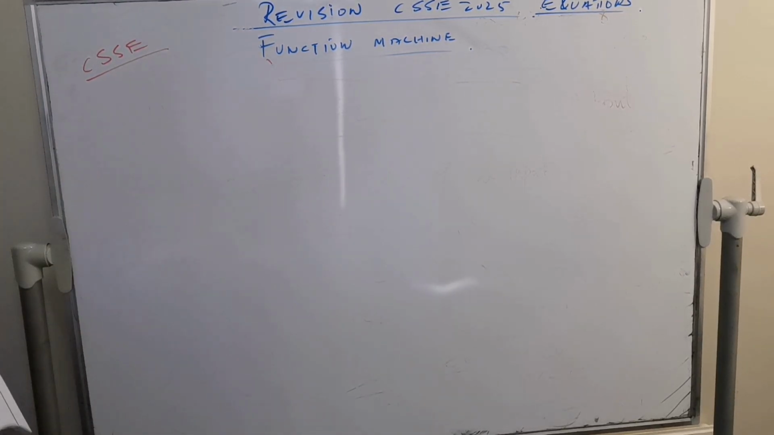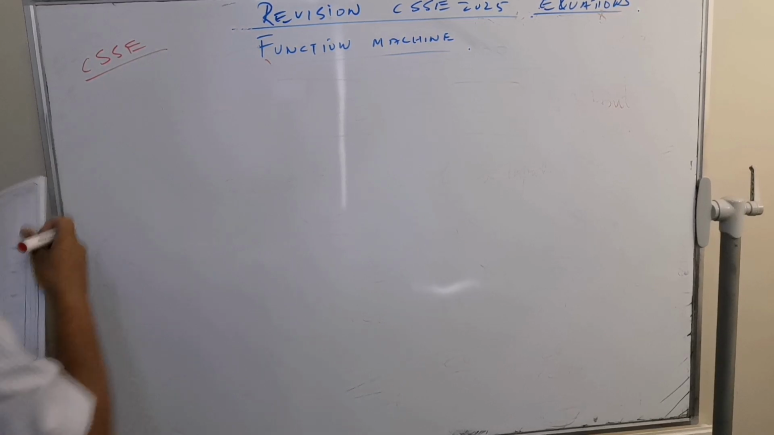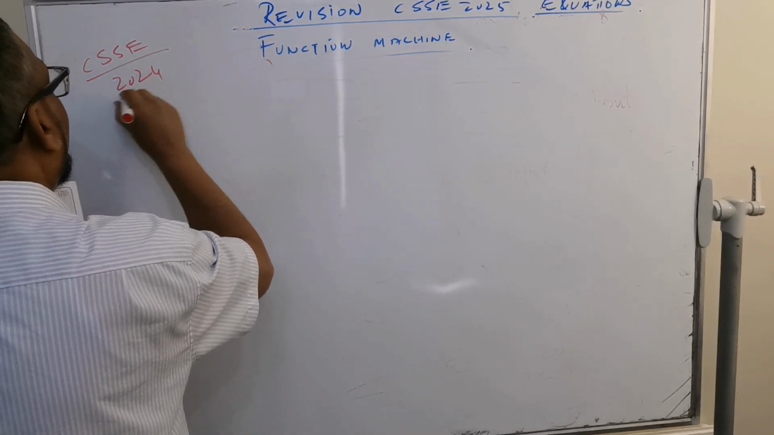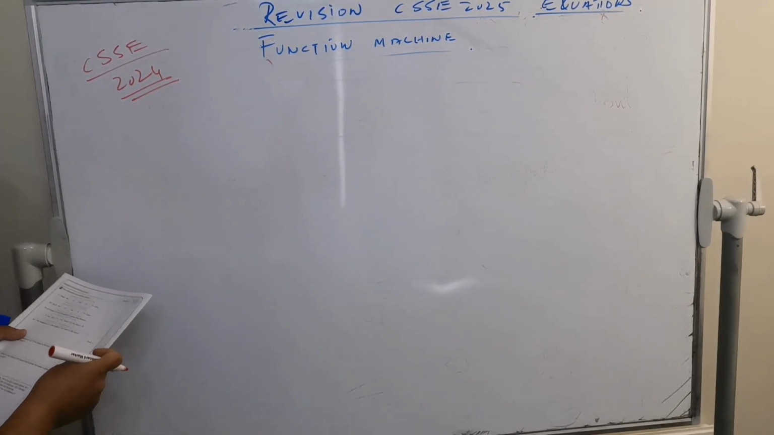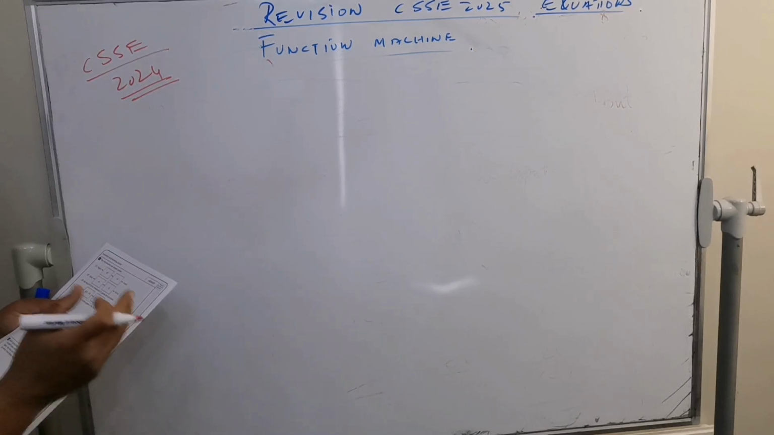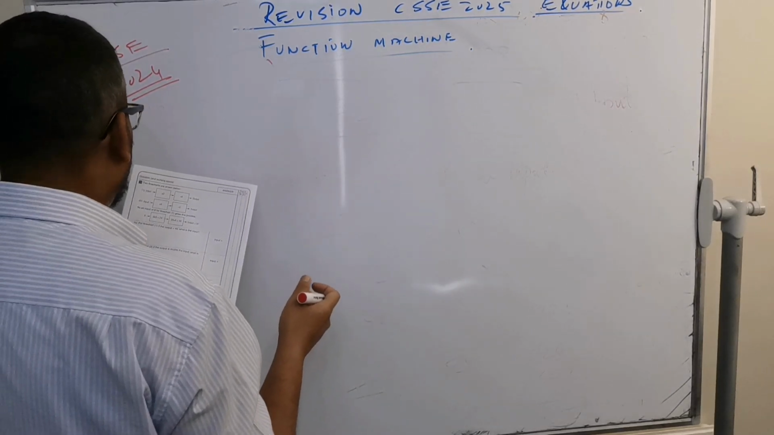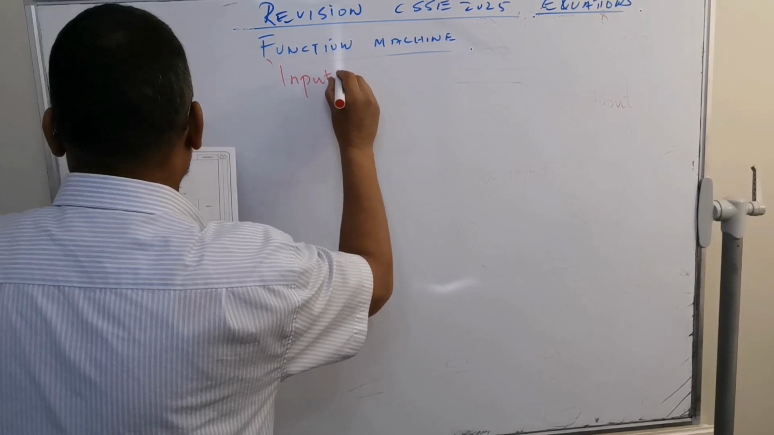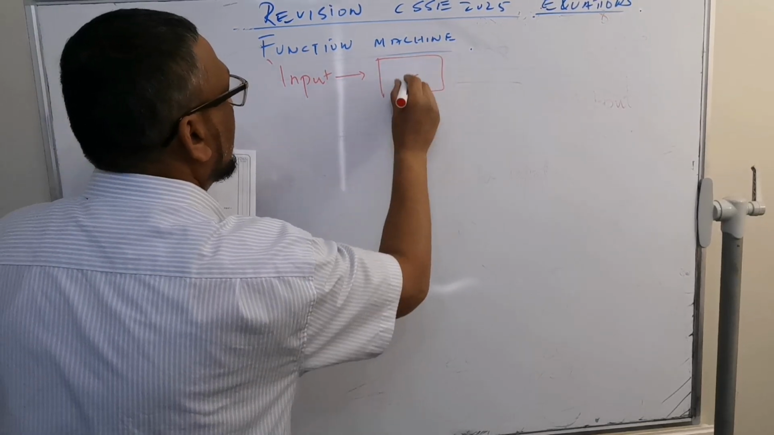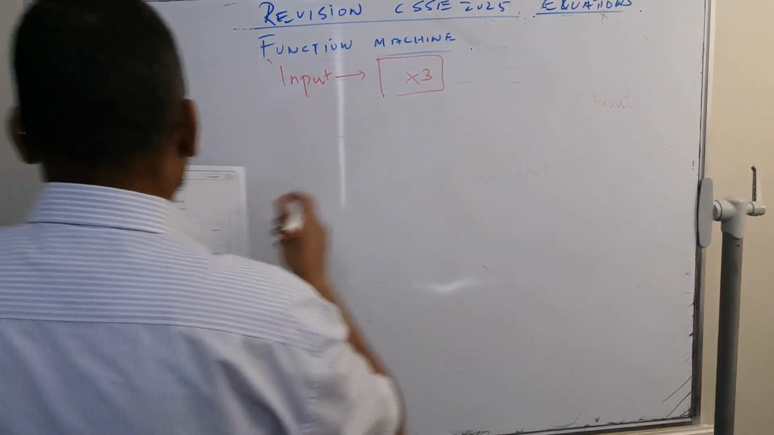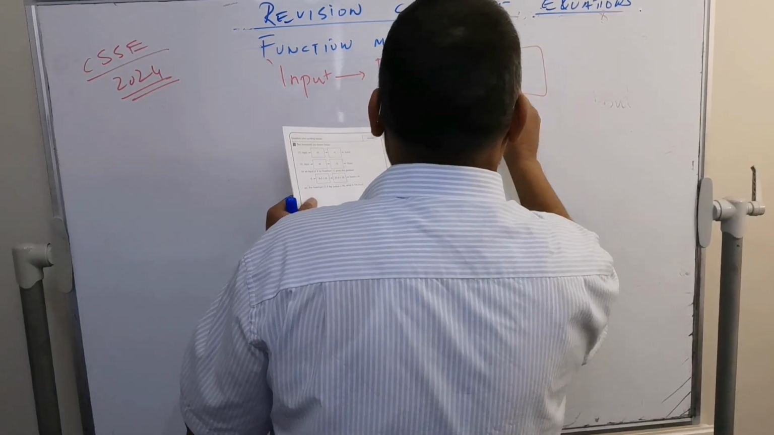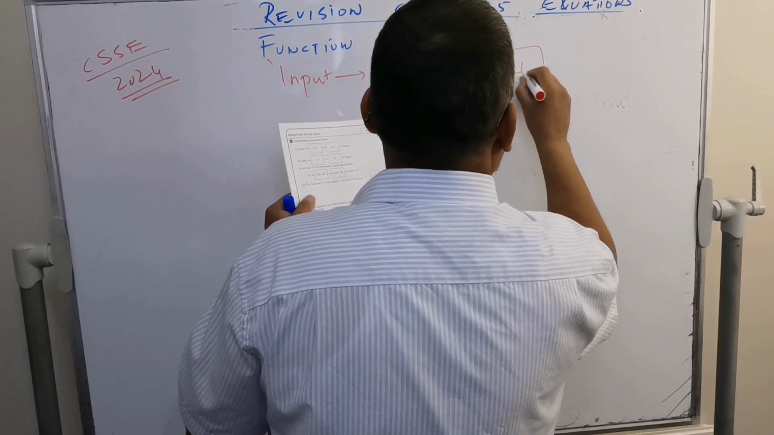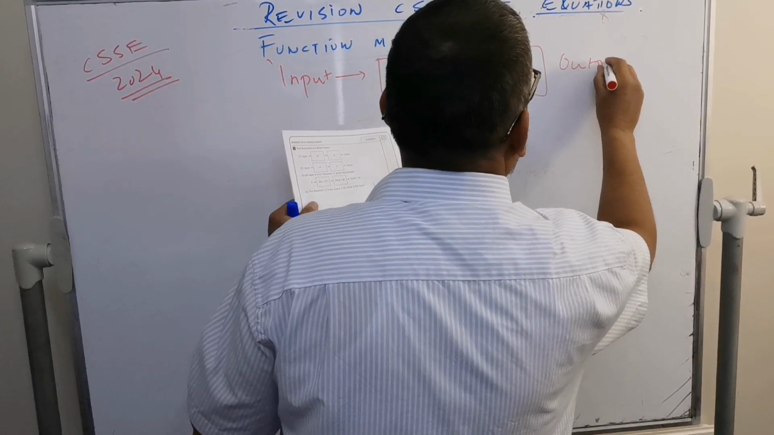CSSE 2024, yeah. So this is the paper for 2024, and I'm going to solve it. It says there are two function machines. The first one is: input, then times by 3, and then plus 6, and then output.